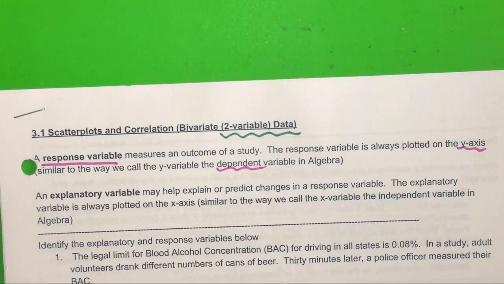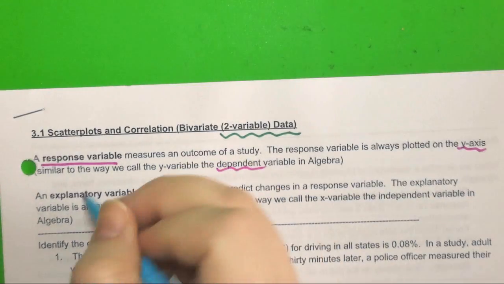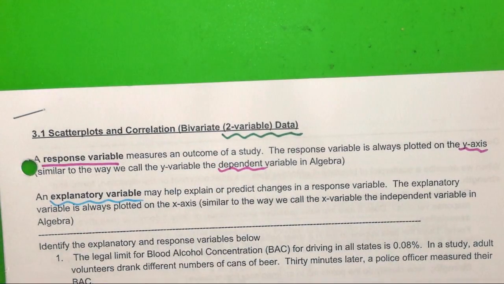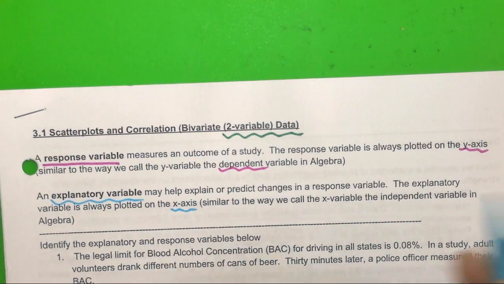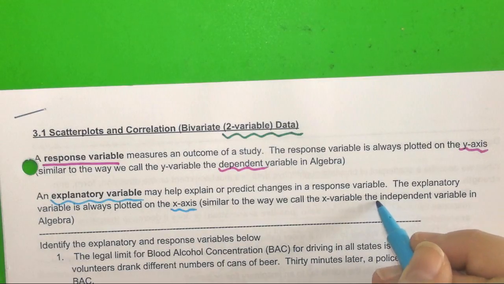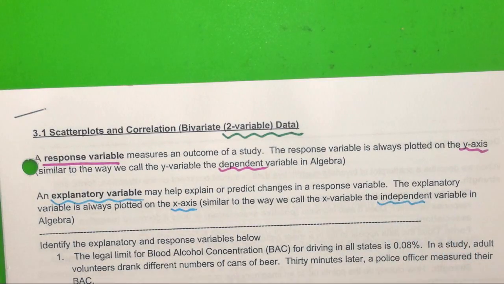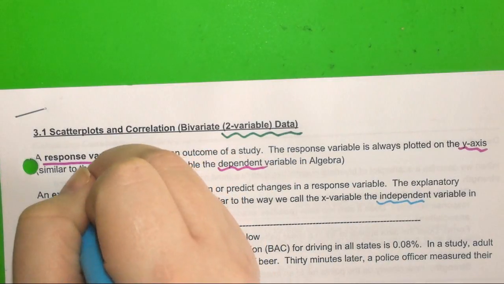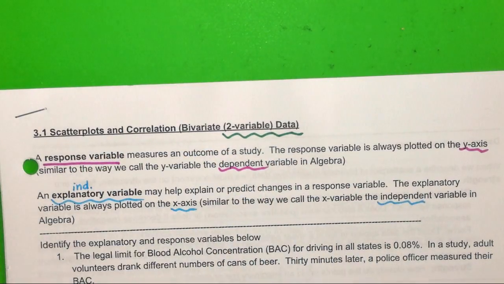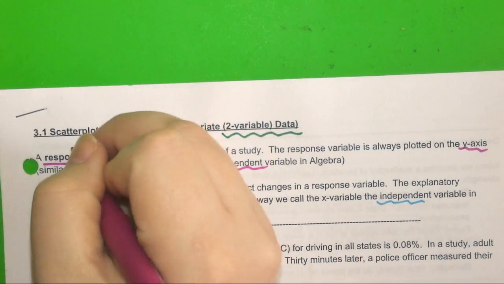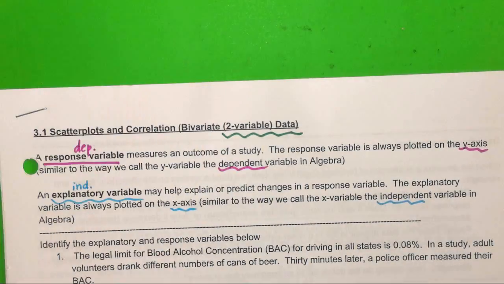And then the other kind of variable is an explanatory variable, and it may help explain or predict changes in a response variable. Explanatory variable is always on the x, and in algebra class, we would call it the independent variable. So basically, when you used to think of independent, in stats, we call it explanatory, because it's going to explain what's going on with the other variable. And what you used to think of as dependent, you think of as response. You make something happen and how it responds, that is the response variable.